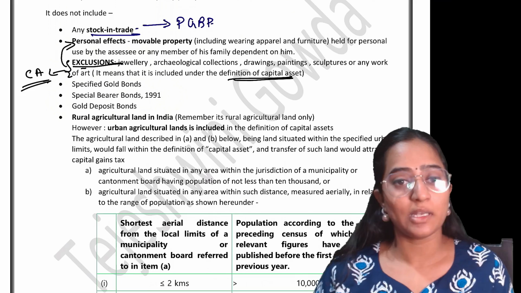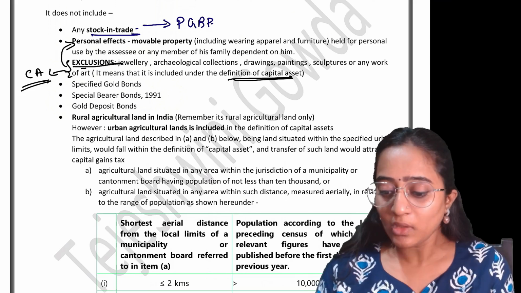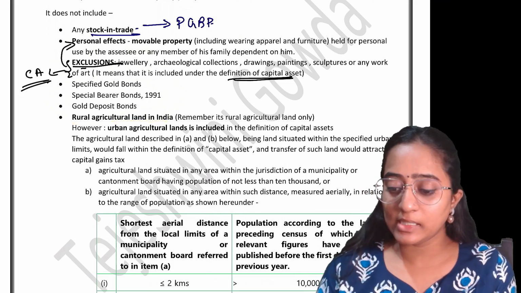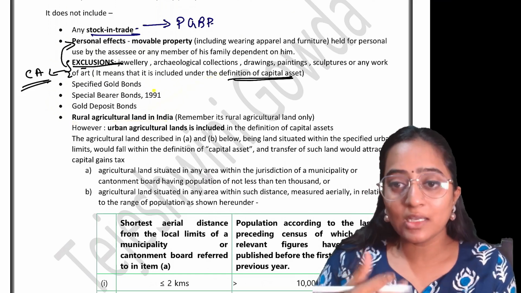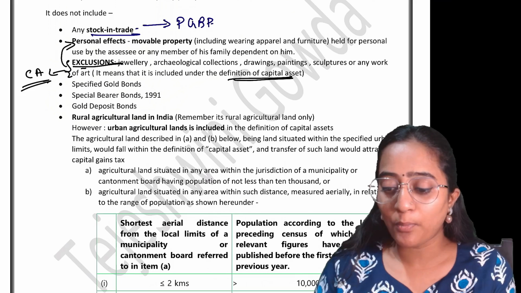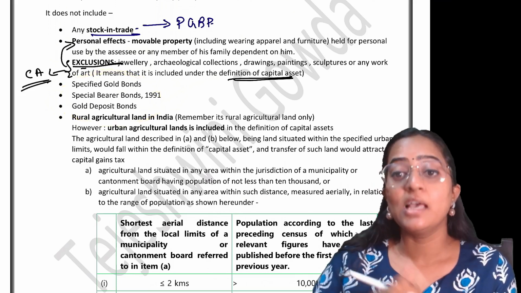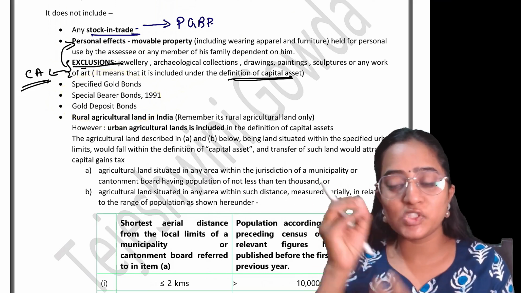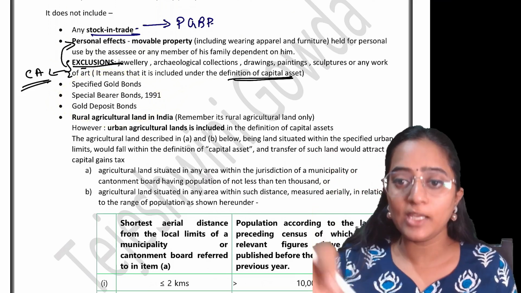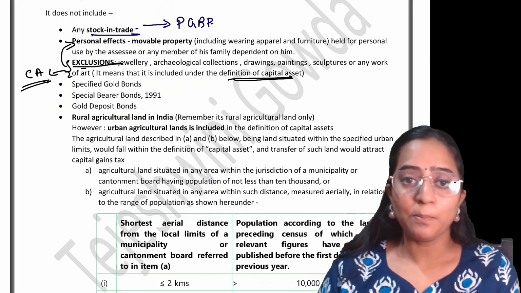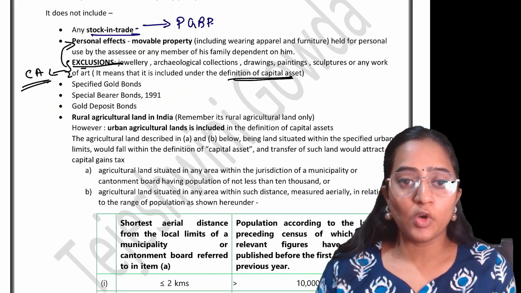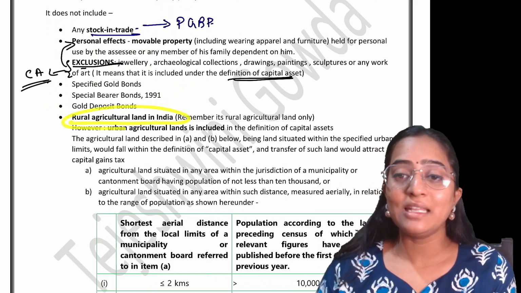It will be subject to capital gain. Clear? Now, this is the reason why the department has brought in these gold bonds as not a capital asset, so that you switch your thought from investing in jewelry to the bonds. Clear? Next is going to be rural agricultural land in India.